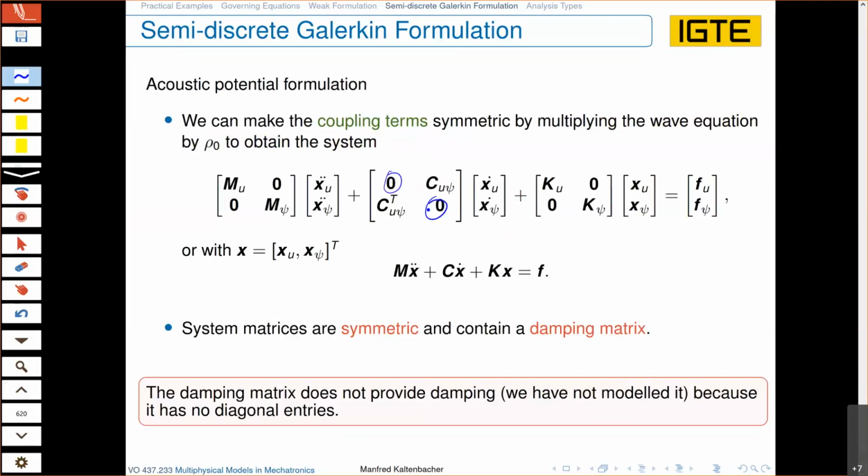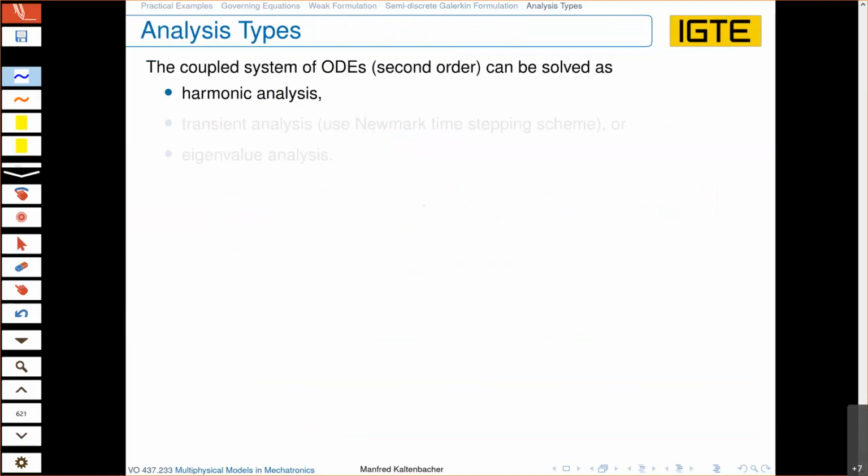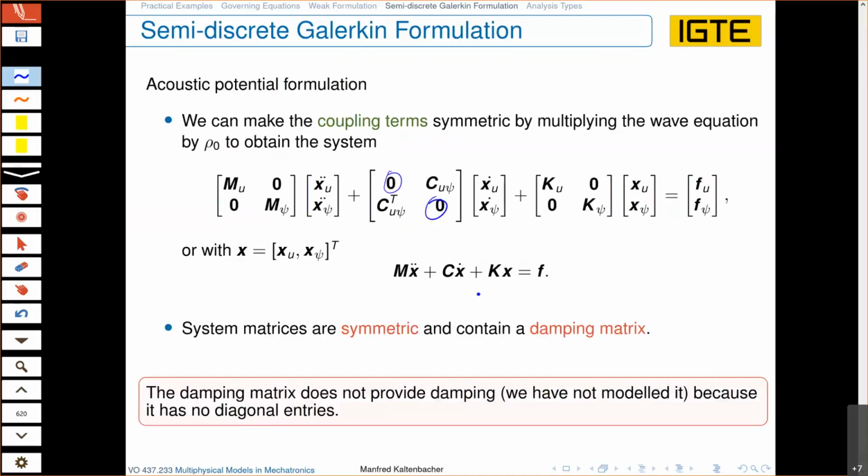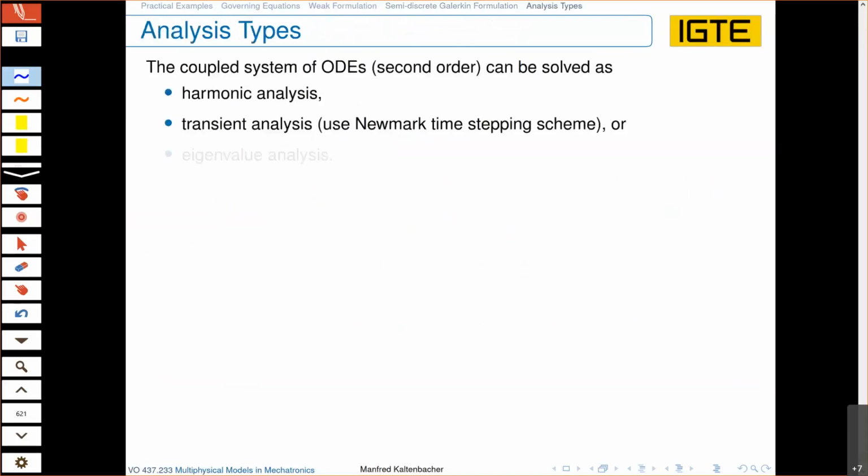It is not a big difference, and you get then this coupled system of equations. Clearly you can then do a harmonic analysis, where we do just a Fourier transform of this semi-discrete Galerkin formulation as shown here. You can do a transient analysis. For the transient analysis, we just use a Newmark time-stepping scheme, as we have discussed within computational mechanics as well as computational acoustics. They are both partial differential equations with second-order time derivatives, and clearly we can also do an eigenvalue analysis to find the coupling modes of such a structure.